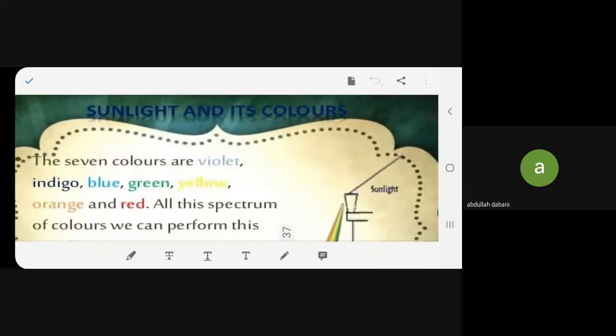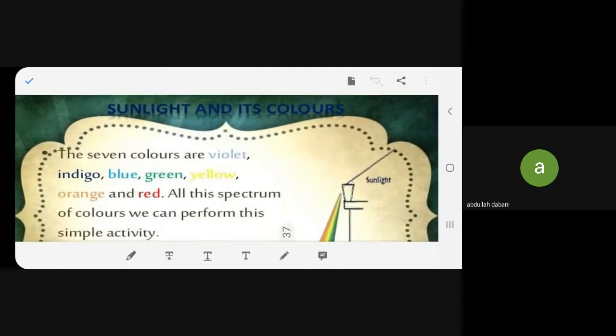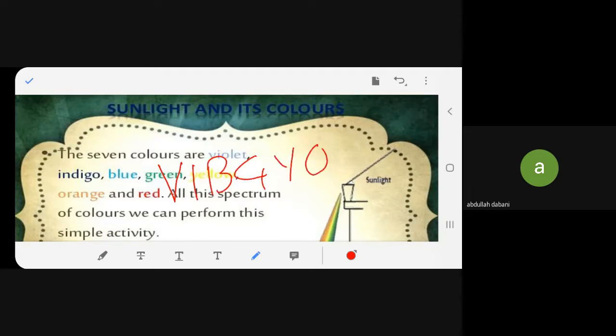Yes. Now we're going to work on what exactly sunlight is and what sunlight is made up of. Please start. Sunlight and its colors. The seven colors are violet, indigo, blue, green, yellow, orange, and red. All this spectrum of colors we can see with a simple activity. So if I ask you what sunlight is made up of, what will you say? V I B G Y O R.